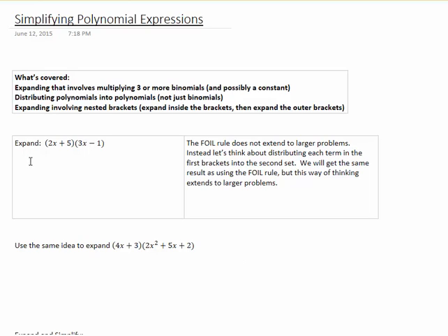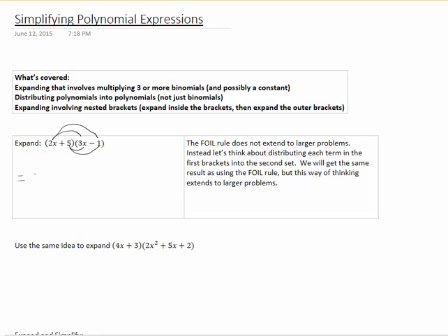Here we have an example of two binomials that need to be multiplied together. Last year when you learned this or expanded these, you probably used the acronym FOIL that we have over here, which meant that you took your first terms and multiplied them together. Then you took your outside terms and multiplied them together. Inside terms and last terms. That's what FOIL stood for.